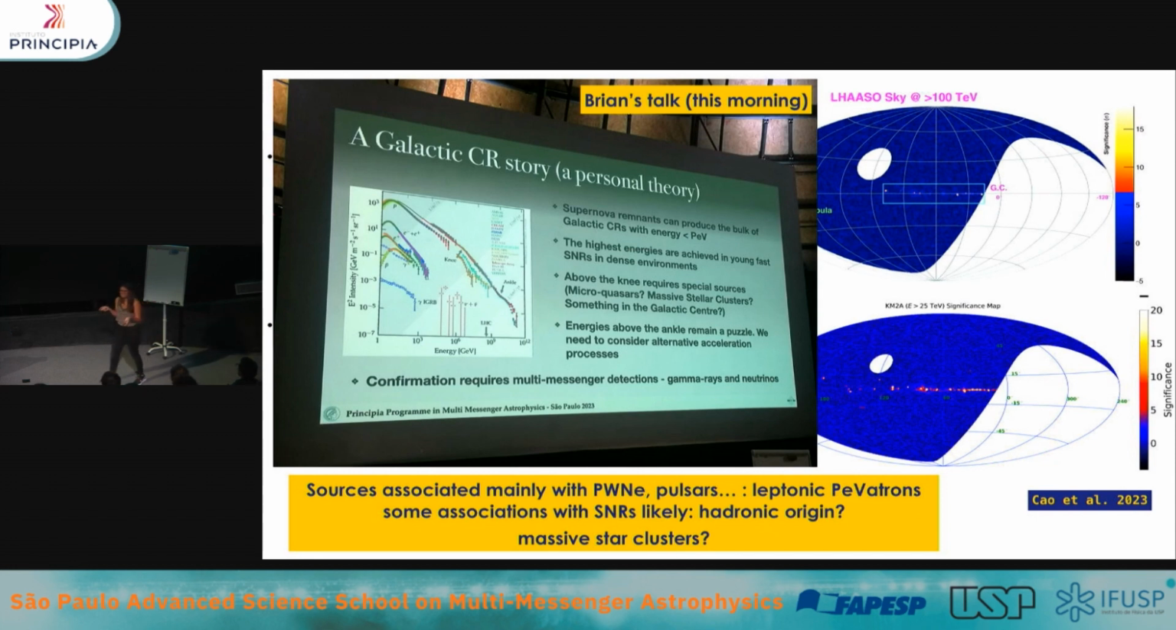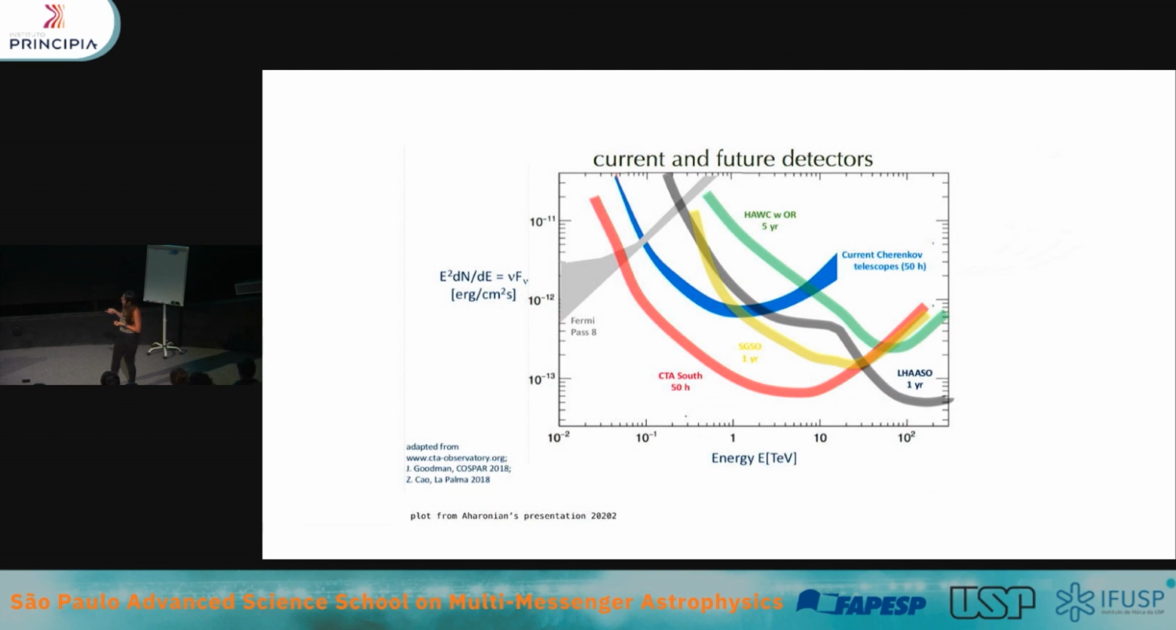There are still a lot of things to understand about what are the sources that contribute to galactic cosmic rays. But the cool thing is that we are starting to measure a lot of PeVatrons. So I guess, or I hope, that at some point we will get to know better about this. And just to show you again, these are the sensitivities of some detectors right now and some future detectors. So you remember HAWC in Mexico? This is the 5-year sensitivity. And actually, you can see that LHAASO in only 1 year has a much better sensitivity.